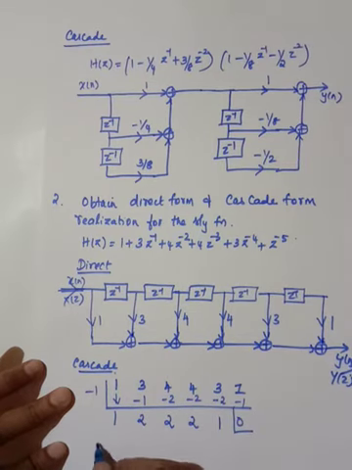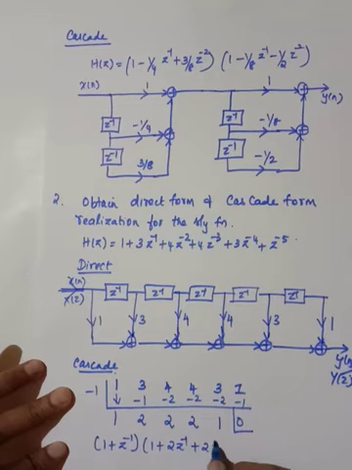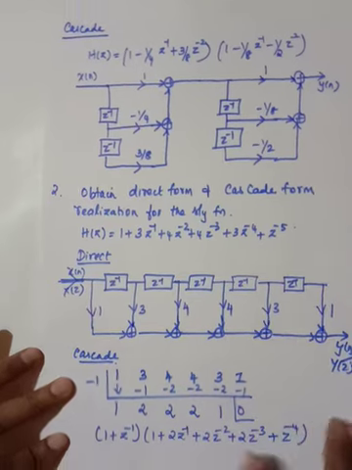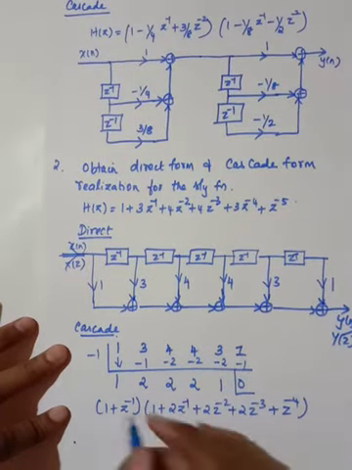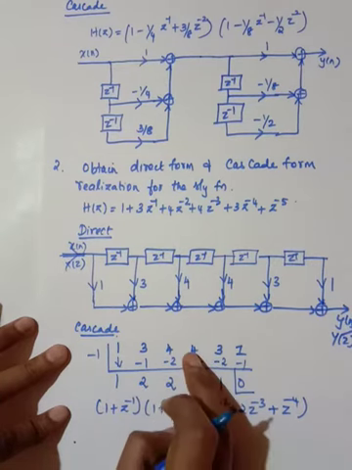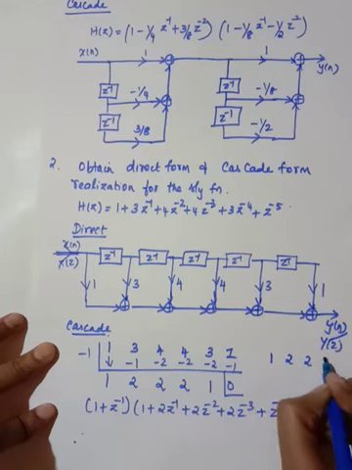Now the factor is 1 plus z inverse times 1 plus 2 z inverse plus 2 z power minus 2 plus 2 z power minus 3 plus z power minus 4. You can also factor this again. So you can perform factorization again in this format: 1 2 2 2 1.